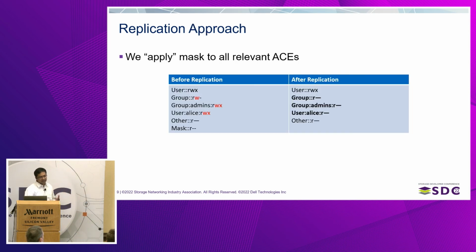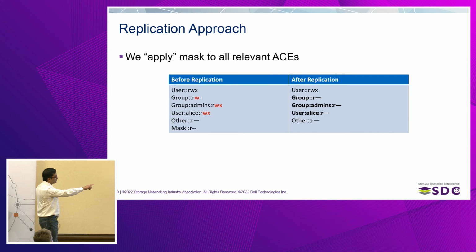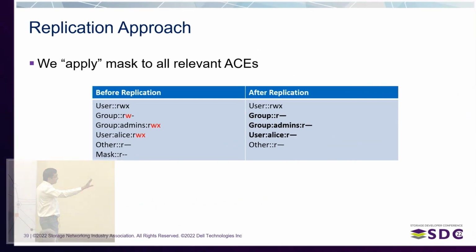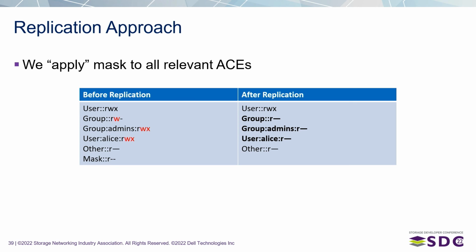This is exactly the same operation that we do when an SMB client tries to read a POSIX ACL. On the left is the ACL which has the POSIX mask. It has R dash dash. All the letters on the left which are in red are the ones which are denied by the mask. So in the ACL that we replicate, we just remove all those bits. And now we have an ACL which is at least as secure as the one before replication.